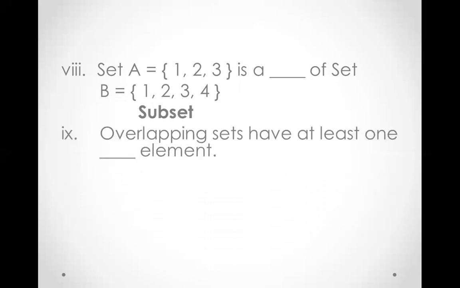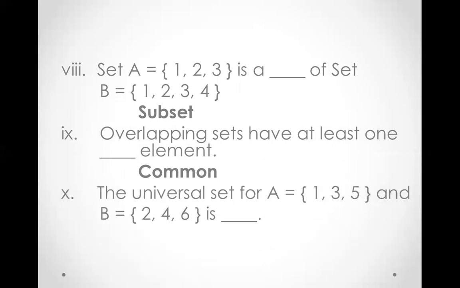Overlapping sets have at least one common element. We have discussed all these in our previous lectures, so this is familiar to you. Now the universal set for A is equal to {1, 3, 5} and B is equal to {2, 4, 6}, that is equal to {1, 2, 3, 4, 5, 6}. Now you will write all the elements. You will combine the elements of A and B and you will make the universal set. Okay, then it will become {1, 2, 3, 4, 5, 6}.